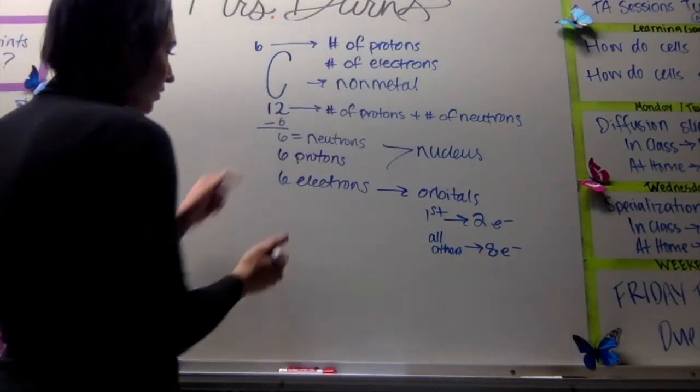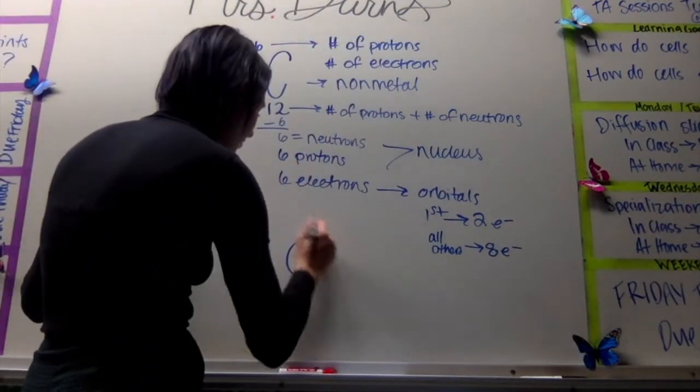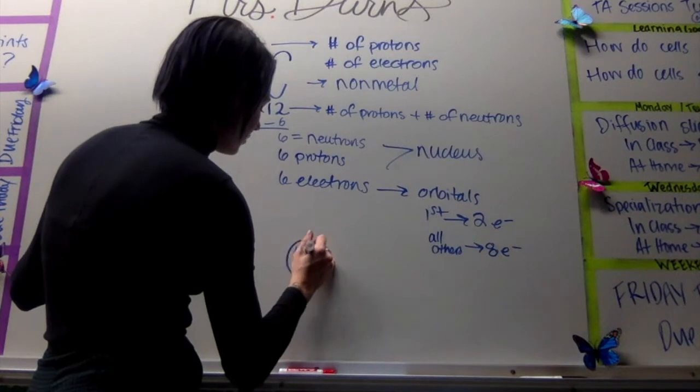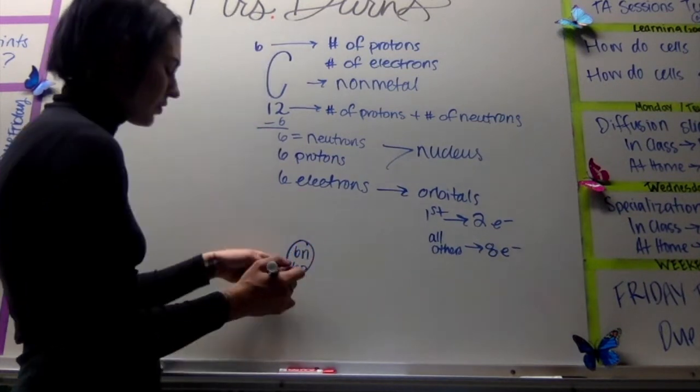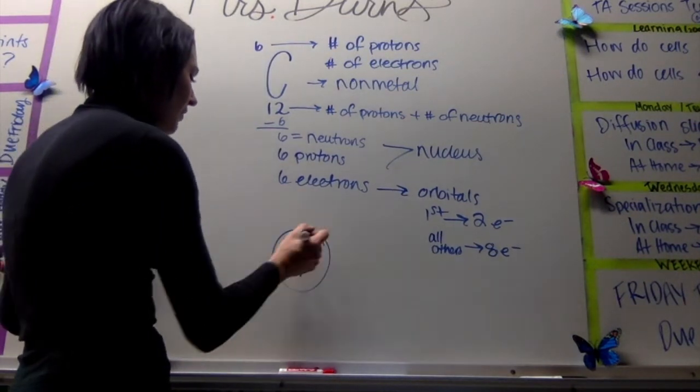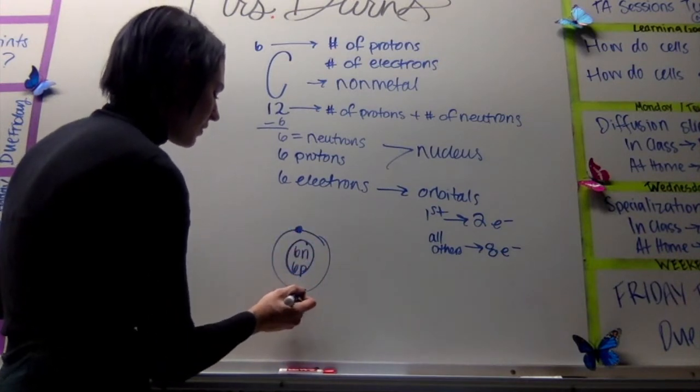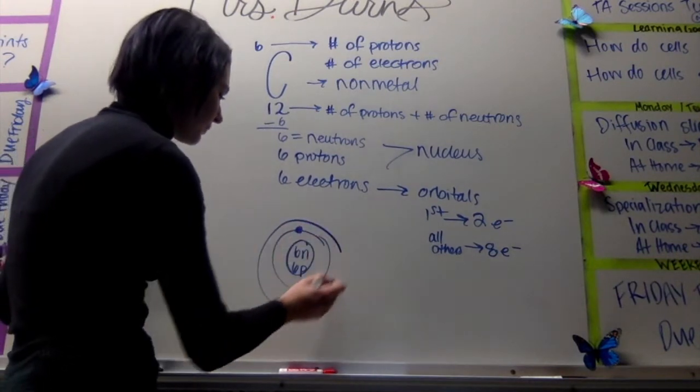So knowing that we've got 6, 6, and 6, let's go ahead and draw it. So we'll do 6 neutrons, 6 protons. Those are right here in the nucleus. And then our first orbital has 2 electrons.